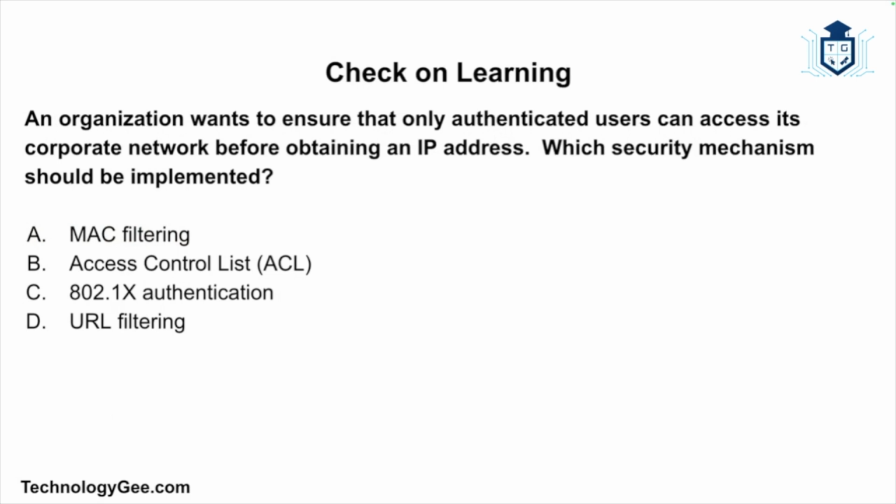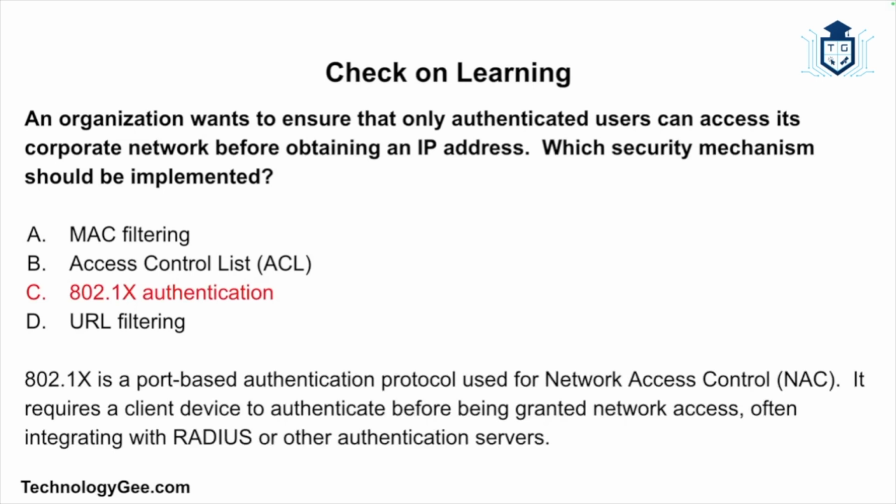Next question. An organization wants to ensure that only authenticated users can access its corporate network before obtaining an IP address. Which security mechanism should be implemented? Would this be MAC filtering, an access control list, 802.1x authentication, or URL filtering? And this will be 802.1x authentication.